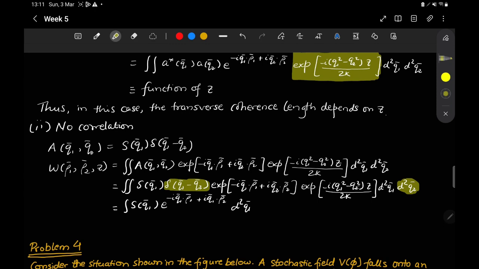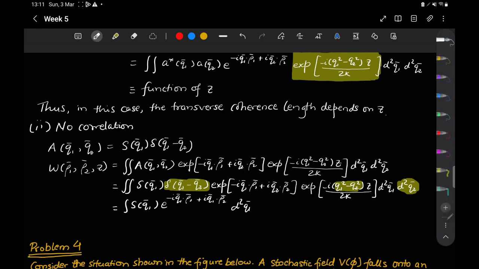So because of q1 equals q2, this particular term will then vanish. As a result, this entire exponential will become equal to 1. So we will get rid of the z dependent term. So this is independent of z. Because W is independent of z, the transverse coherence length, which is essentially the width of the W function, the cross spectral density function, will also be independent of z.